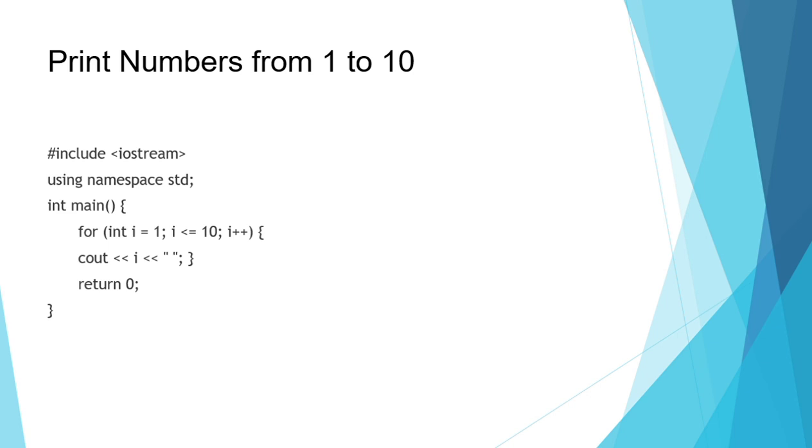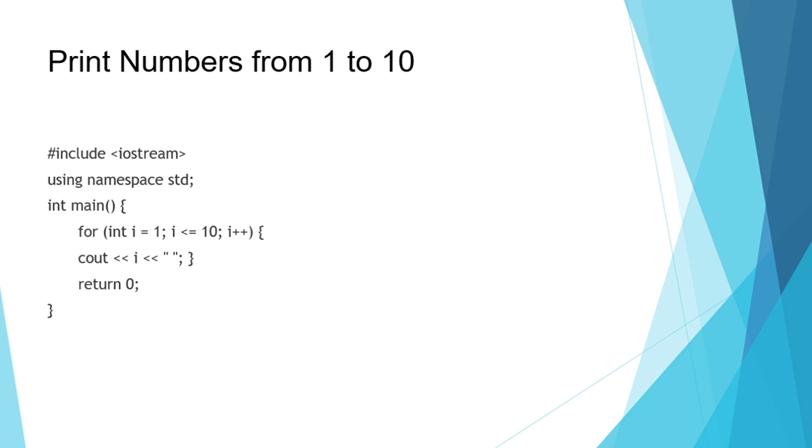Return type of int indicates that the function returns an integer, typically used to indicate the program's exit status. A return value of 0 usually means the program executed successfully. Function body: everything inside the braces is the body of the main function, where the actual program logic resides.